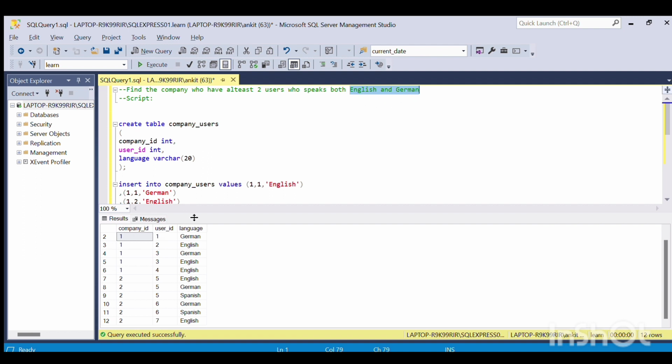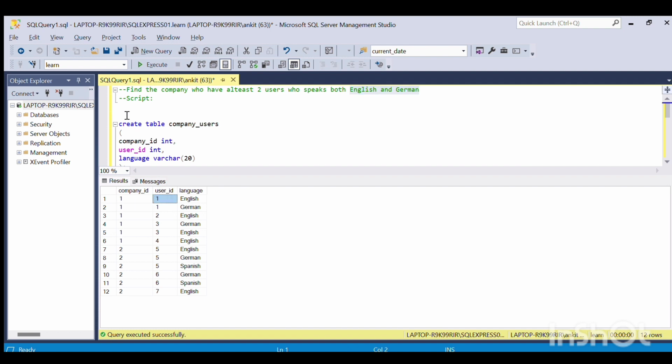Okay. So now if you see the table, in company one, if I had to explain, I'll just write it. Suppose in company 1, user ID 1 speaks English, user ID 1 also knows German. So we will consider him, right? Because he knows both the languages. In company 1 itself, user ID 2 knows only English. So he will not be considered in this list, right? Again, user ID 3, he knows German and he also knows English. So he will be considered in this list, right?